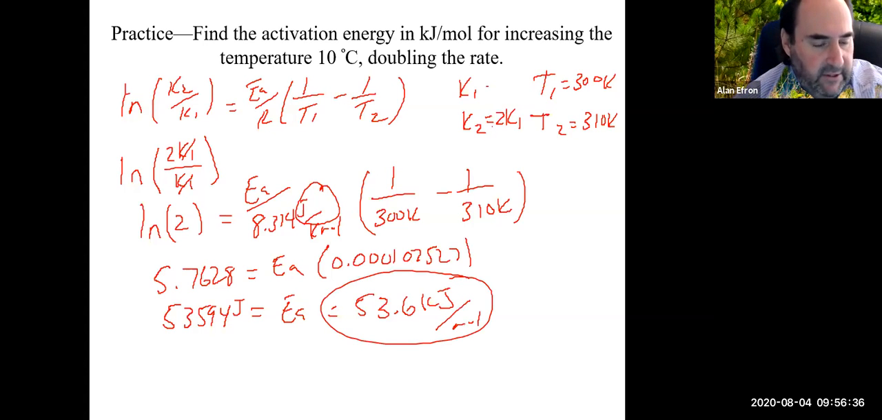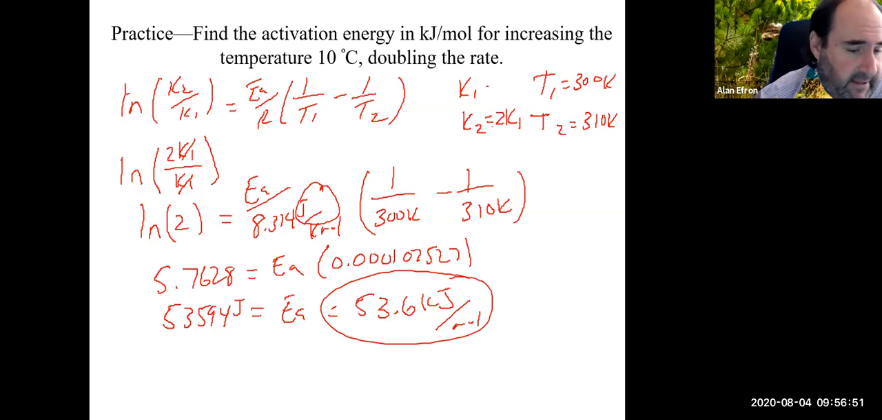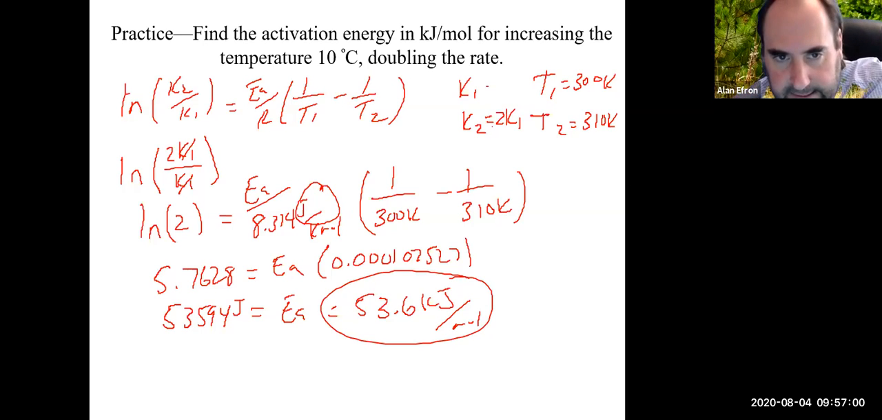If you chose two different temperatures but kept them around the same temperature range, you won't get the exact same number every time, but it'll be pretty close. For example, if you went up the next 10 degrees, it might be 54 or 56, but in that general ballpark. Any questions on how to use our Arrhenius equation here?